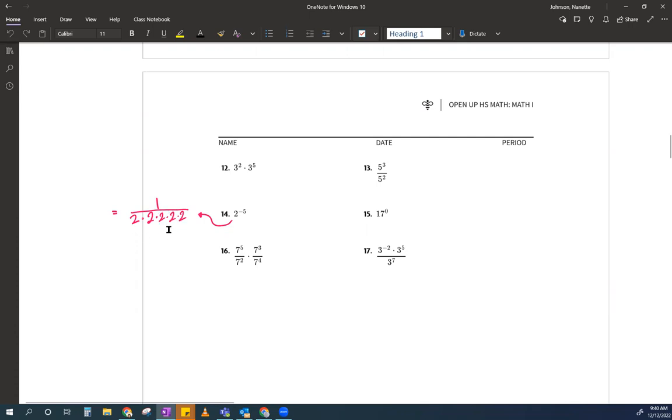So how do I rewrite this? I see 2 times 2 times 2 times 2 times 2. That means it's 2 to the 5th. Except now, 2 to the 5th, we're not multiplying, we're dividing. So that 2 to the 5th just stays in the denominator. So that's my answer. Again, the big thing you're supposed to know about negative exponents is that those are factors of division and not, like up here, factors of multiplication. Does that make sense?